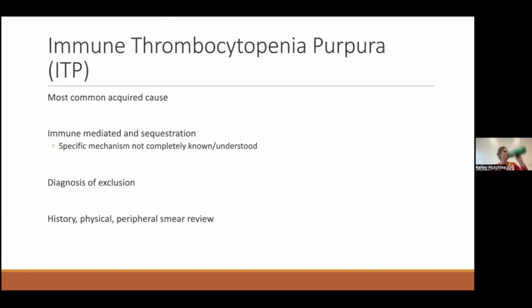All right, so ITP. This is the most common acquired cause that we would see in children. It's immune mediated, and there is thought that there's some splenic sequestration, but it doesn't mean that they're going to present with splenomegaly. The actual mechanism is not totally understood, but it is an autoimmune process. It's a diagnosis of exclusion. So you're looking for all these other things that could be causing the thrombocytopenia before you essentially deem it for sure ITP. There's a fairly classic history and physical, and then also looking at the peripheral smear.